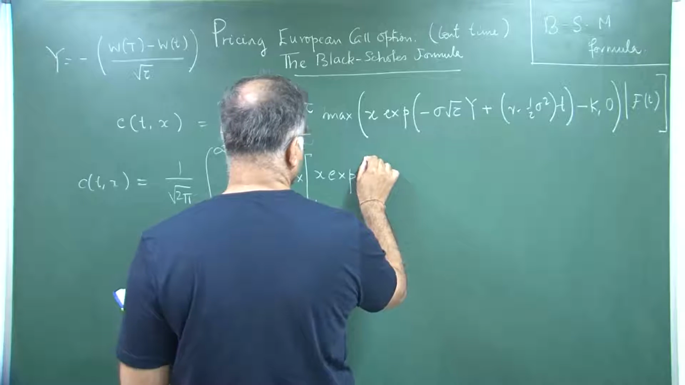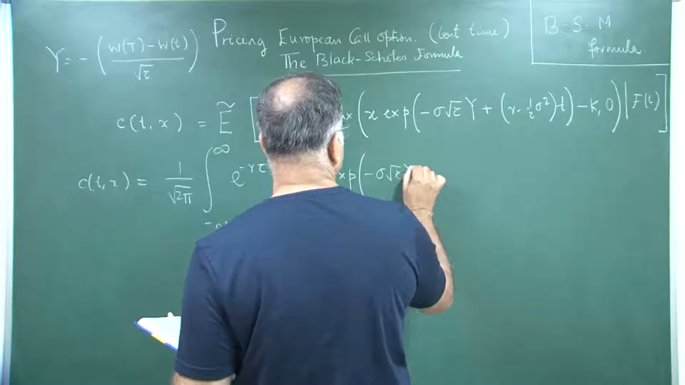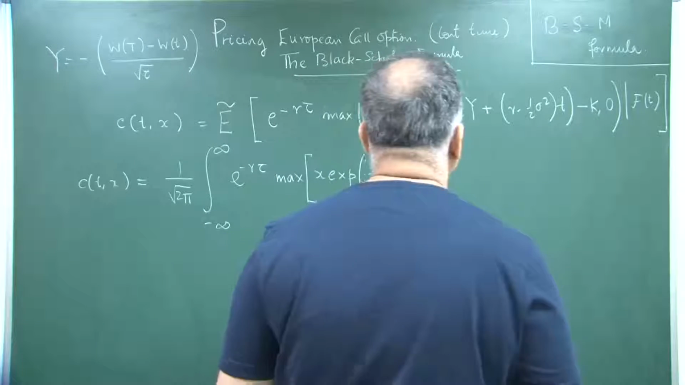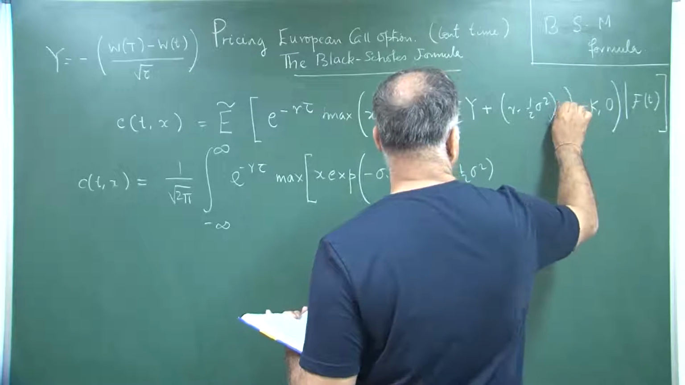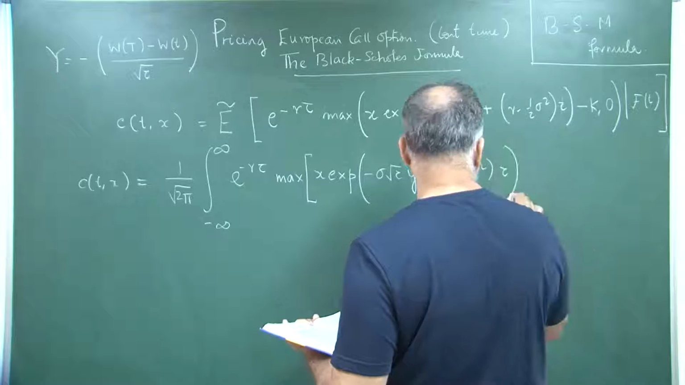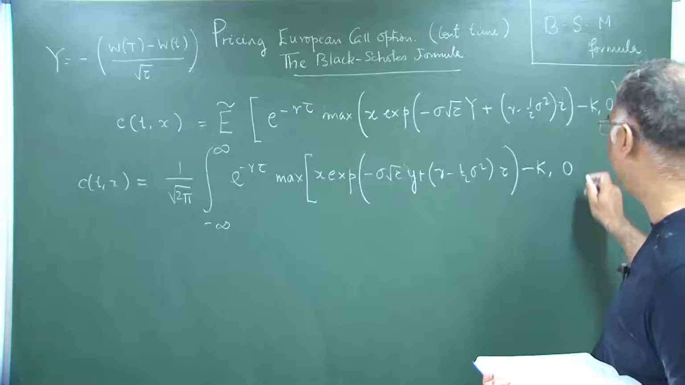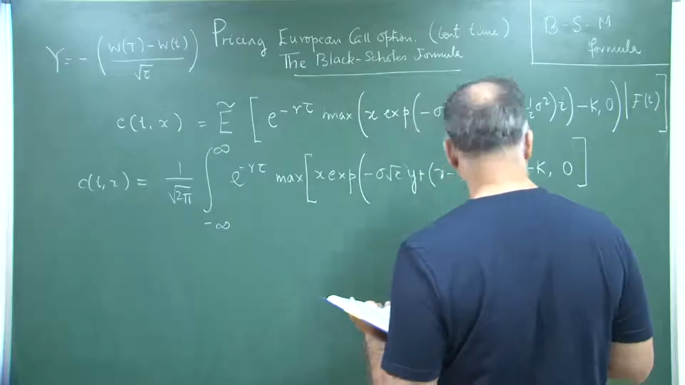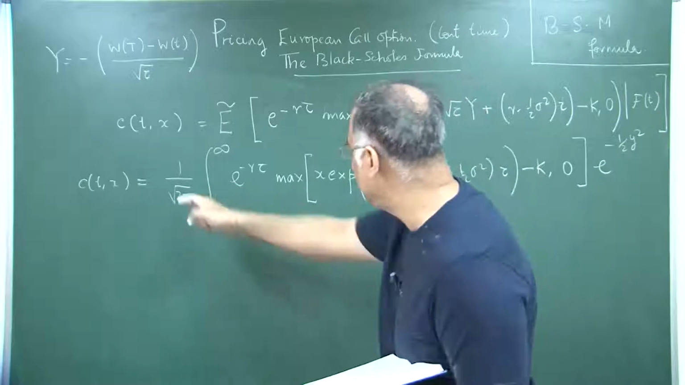exponential minus sigma root tau y plus, now we should not put root tau y here, this has to be root tau y minus plus r minus half sigma square tau, sorry, this is tau, sigma square tau. See, it is only the complication of the expression that makes the whole thing look so bad. Max of this in e to the power minus half y square. So, 1 by root 2 pi we have taken out.